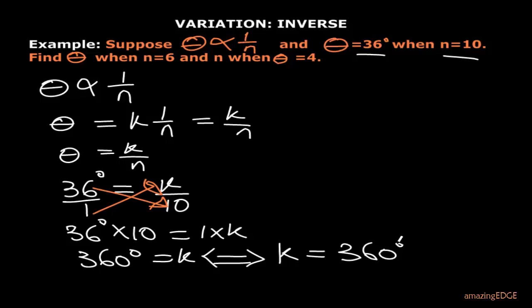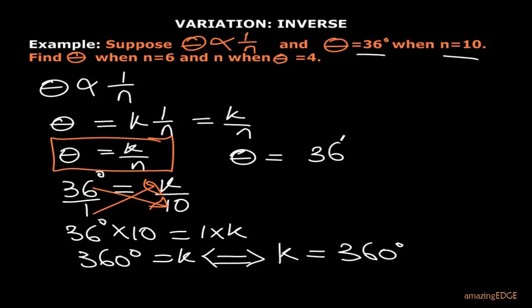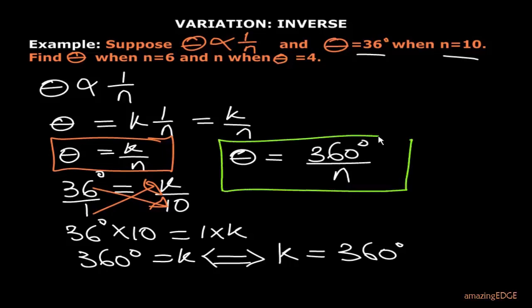So having done that now, we can go and state our formula. So now, what will be our formula? So from here we get our new formula. And what will be the new formula? That becomes that theta now is equal to, what is k? 360 degrees divided by n. So this becomes the authentic formula. So you must be able to get this formula before you can do anything.